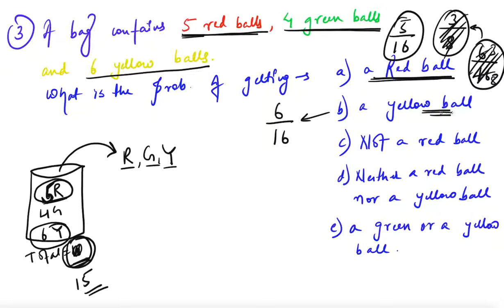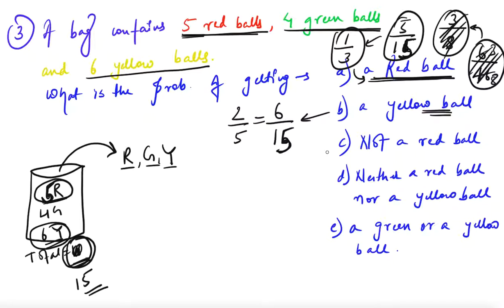Fine. And the probability of getting a yellow ball, now yellow balls are 6, so the probability of getting a yellow ball will be 6 by 15. Total number of balls is 15, so for red, 5 by 15, which is equal to 1 by 3. So the probability of getting a red ball is 1 by 3. The probability of getting a yellow ball is 6 by 15, which is equal to 2 by 5. This is the probability of getting a yellow ball.